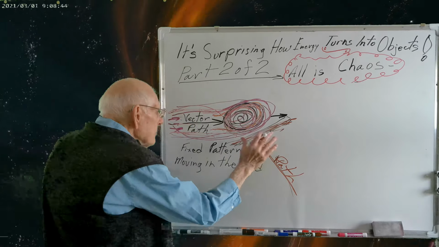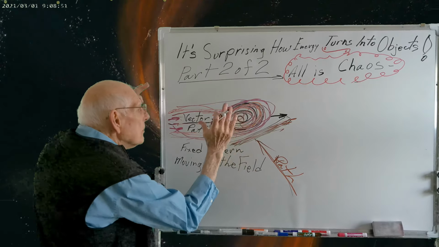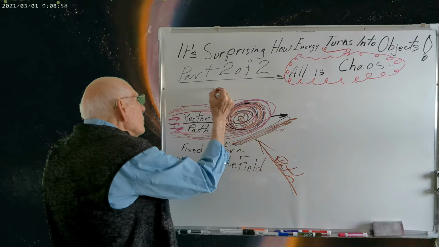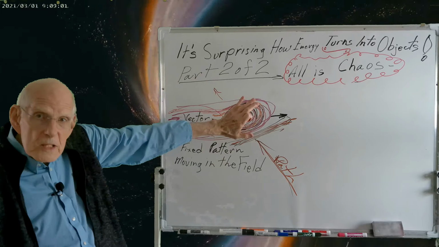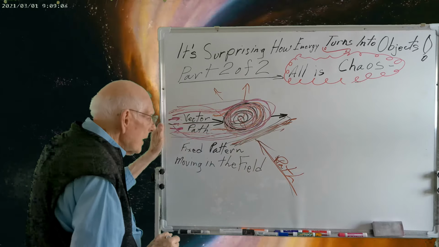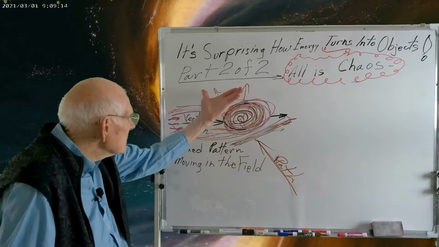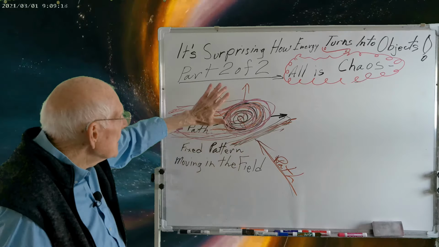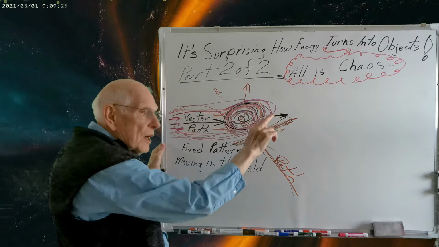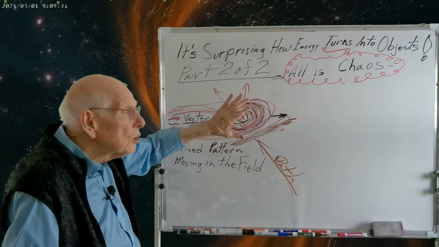Don't think of it as just a particle or something. This is a whole field moving against this fixed pattern. Now it has a path this way. When it hits this vector, it's going to cause it to change and move in another direction. So the energy here that hits or interfaces with this energy system, with this fixed pattern, is going to cause the path or the vertex or the vector of the fixed pattern to change.